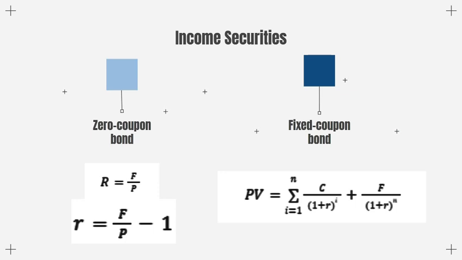The formula to find the total rate is R equals F per P, where F is the face value and P is the price. To find the rate of return, the formula is (F per P) to the power of 1 over T, minus 1, because the rate is equal to R minus 1. Other than that, to find the fixed coupon bond price, the formula is given. This formula is the present value and the price, where N is the number of periods and C is the coupon.